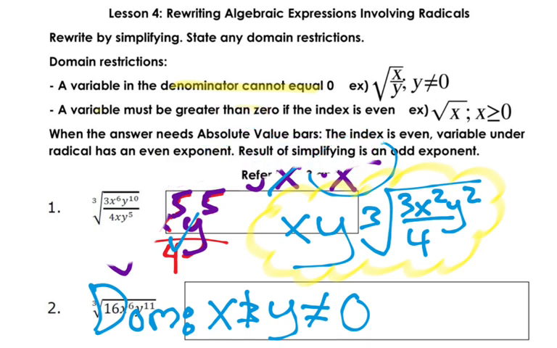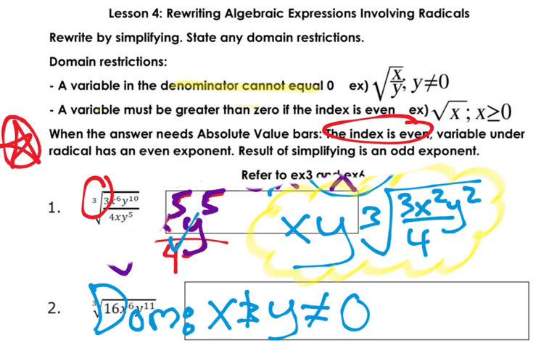Absolute value bars are going to be making an appearance in this lesson, and absolute value bars are only going to be a factor if the index is even, and that's going to come up on some of the later examples. Again, we had an index of 3, so we're not going to need to worry about the absolute value bars, but that's something that's going to come up a lot with this lesson. It might be worth your while to have a star or a highlighter over those domain restrictions and the absolute value. So the only thing that is a domain restriction is that x and y cannot be equal to 0 because they were in the denominator.